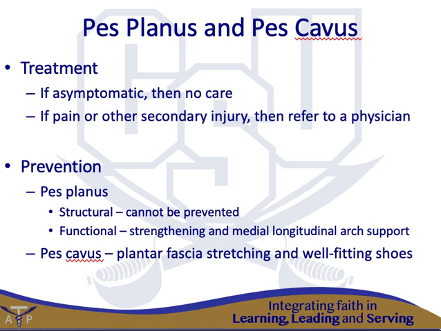To prevent pes planus, remember structural pes planus, we can't prevent it. They're born with it. It's their anatomical structure, so we can't do anything to change it. For functional, we can strengthen the medial longitudinal arch of the foot. For pes cavus, we want to make sure that we stretch the plantar fascia to relax it so it's not so tight, and wear properly fitted shoes with a big enough toe box that we can relax our foot in.